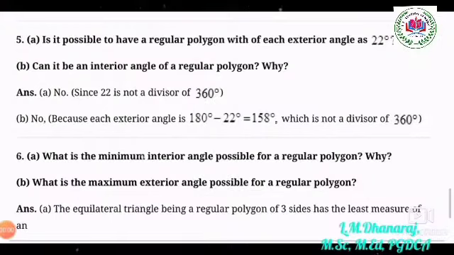Fifth question, subdivision A. Is it possible to have a regular polygon with each exterior angle as 22 degrees? The answer for this is no, since 22 is not a divisor of 360 degrees, because the sum of the angles is 360 degrees.